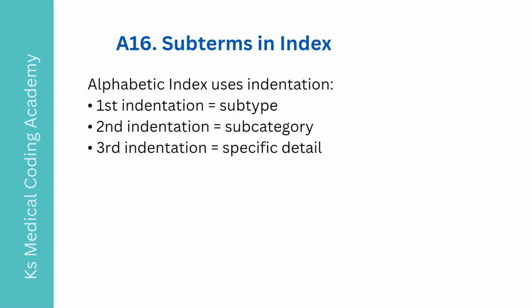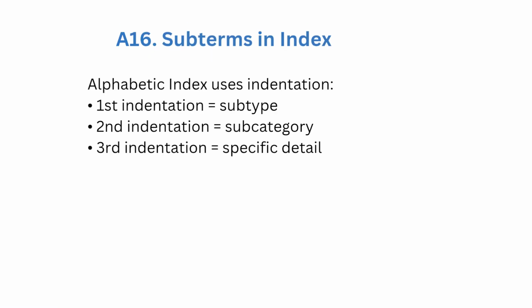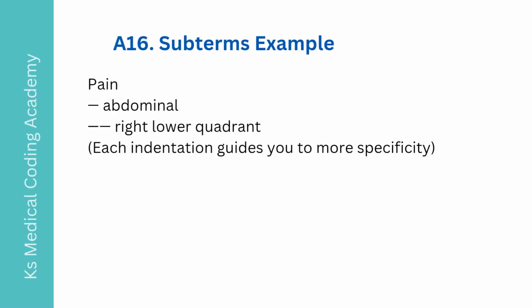Subterms in index. The alphabetic index uses indentation to show subterms. The first indentation is a subtype, the second is a subcategory, and the third gives specific detail. Read the indentation carefully. Subterms example. For instance, under the main term PAN, you might see abdominal as a subterm, and then right lower quadrant as a more specific indented term. Each level narrows the code selection.